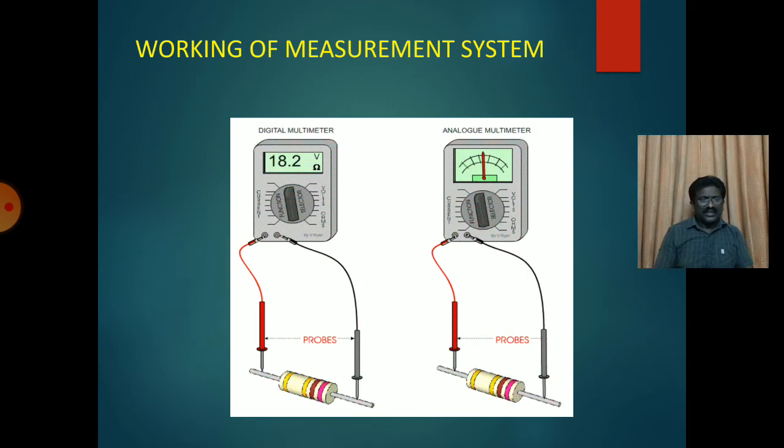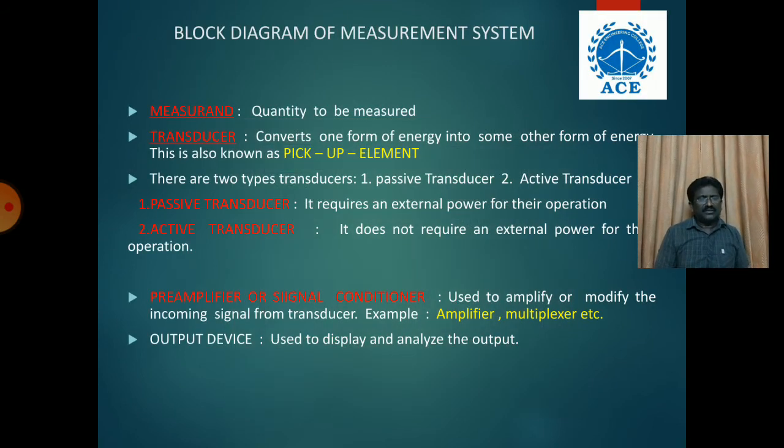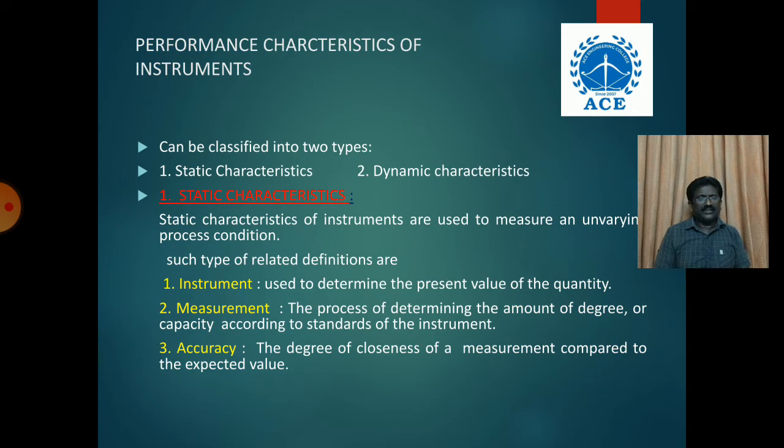So to understand measuring systems, we require the performance characteristics of instruments. Here, performance characteristics of instruments can be classified into 2 types: static characteristics and dynamic characteristics. Now I am going to explain static characteristics. Static characteristics are the memoryless characteristics. To remember these characteristics, we don't require any memory.